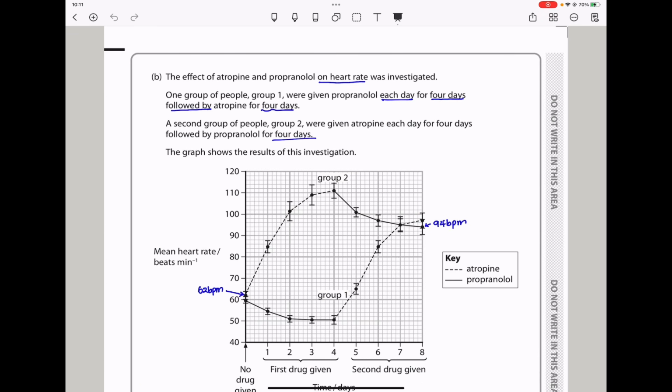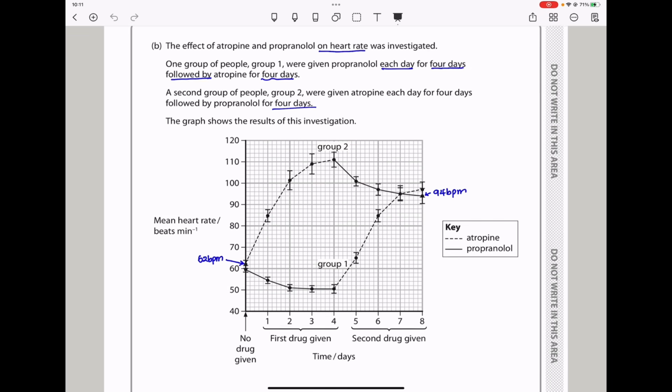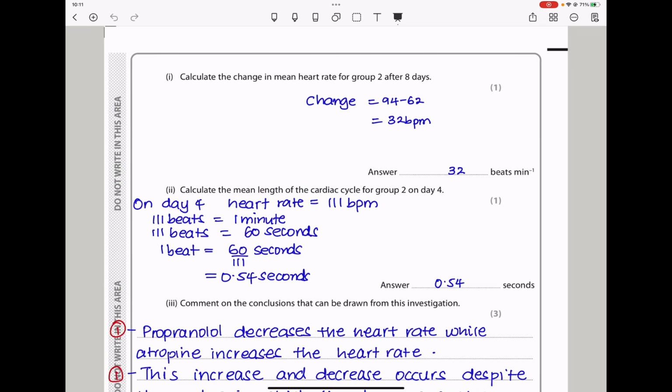Going back here, for group 2, which is this one here, initially it was about 62 beats per minute. And at the end, which is this one here, it is going to be 94 beats per minute. So the overall change in heart rate is going to be 94 minus 62, which gave me 32 beats per minute. So that is the change.